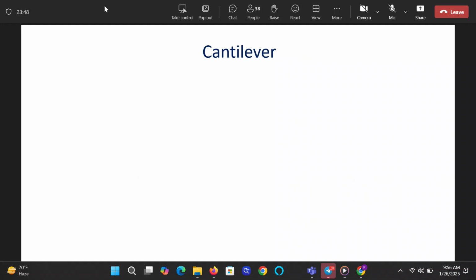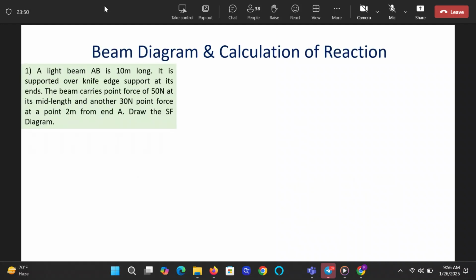Cantilever, I'll come to it later and skip it for the time being. Let's not mix up things here. Now, in the SFBM of the beam, the first thing you'll have to calculate is the reaction. After making the diagram, of course, the first thing you will do is making the diagram. And the second thing you'll do is calculation of reactions. Now, please understand this. If you have any problems, please unmute yourself and flag your concerns.